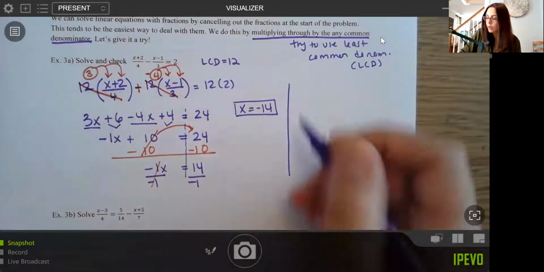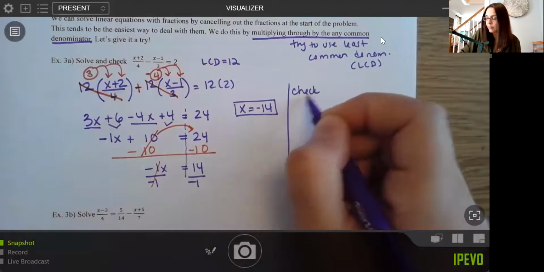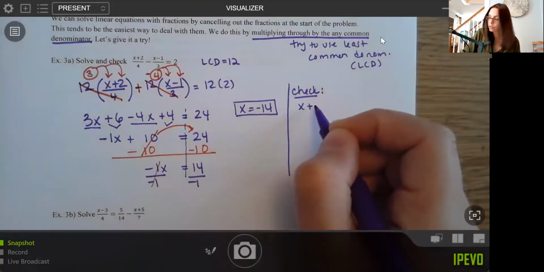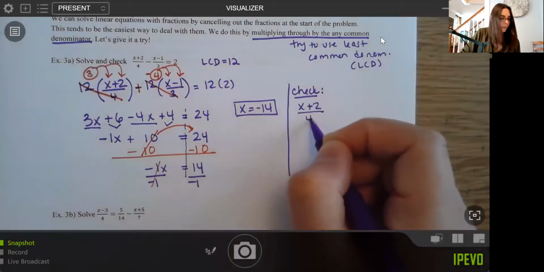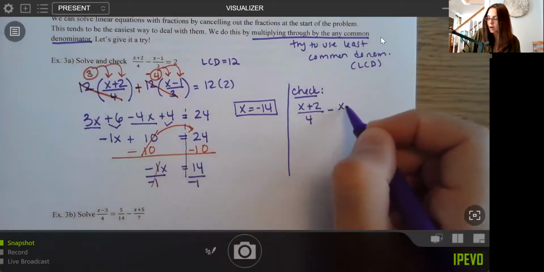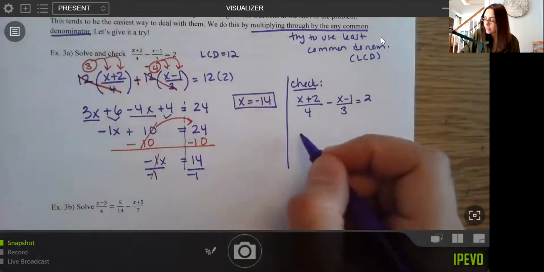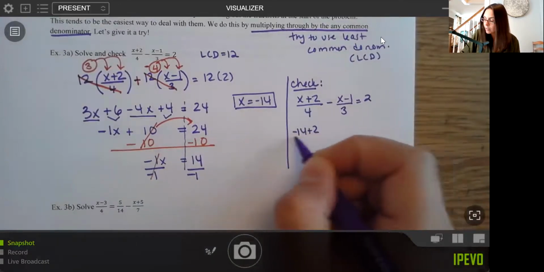Now, I'm going to do one more check here, and then I'll take a break for the check on the next one. But what you have to do is you still have to go back to the original problem. So sometimes the checks are actually the hardest part of these fraction problems. And you're going to plug in your answer. So every time I see x, I'm going to replace it with negative 14.